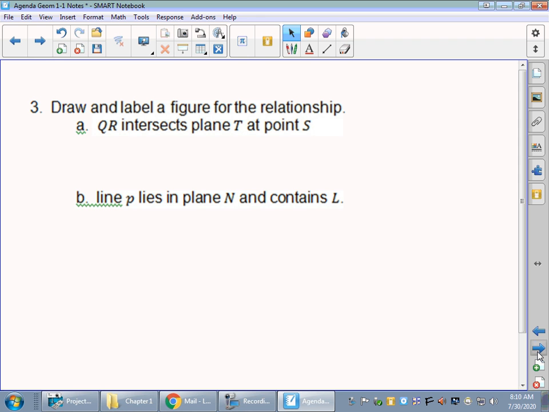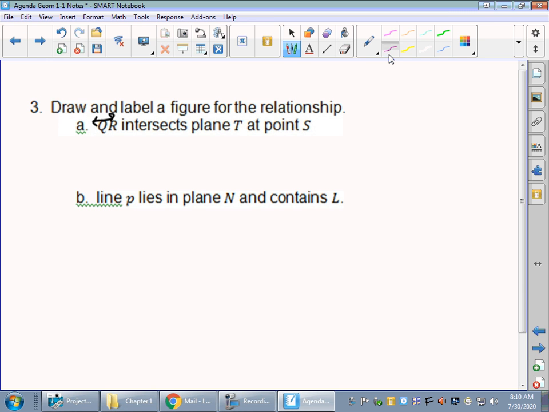So number 3, we're going to draw and label a figure for the relationship. Let's do A. So it says QR, and I really should have put a line above that, and I know it's a line because it's capital letters. Line QR intersects plane T at point S. I always start by making the largest figure.